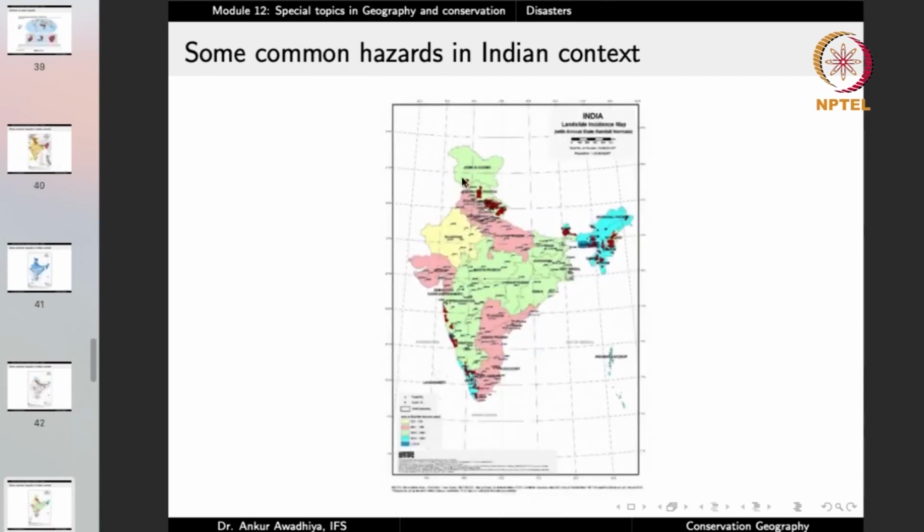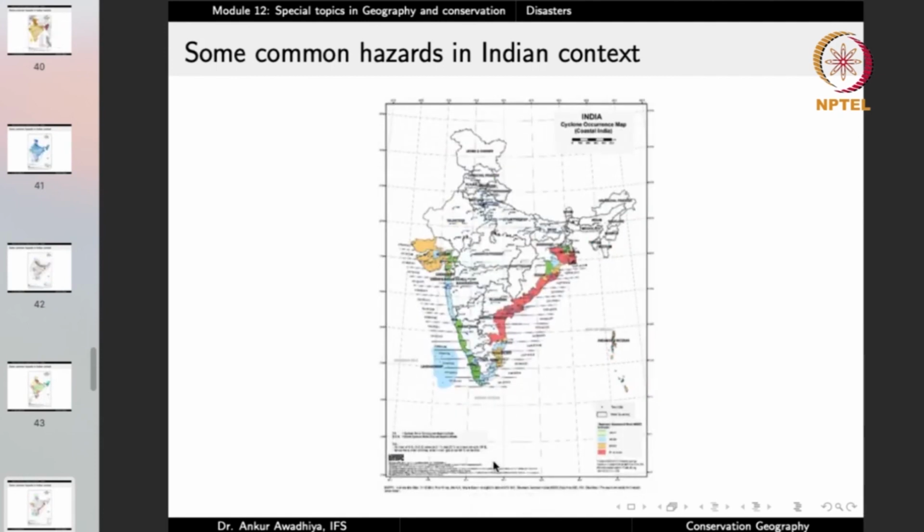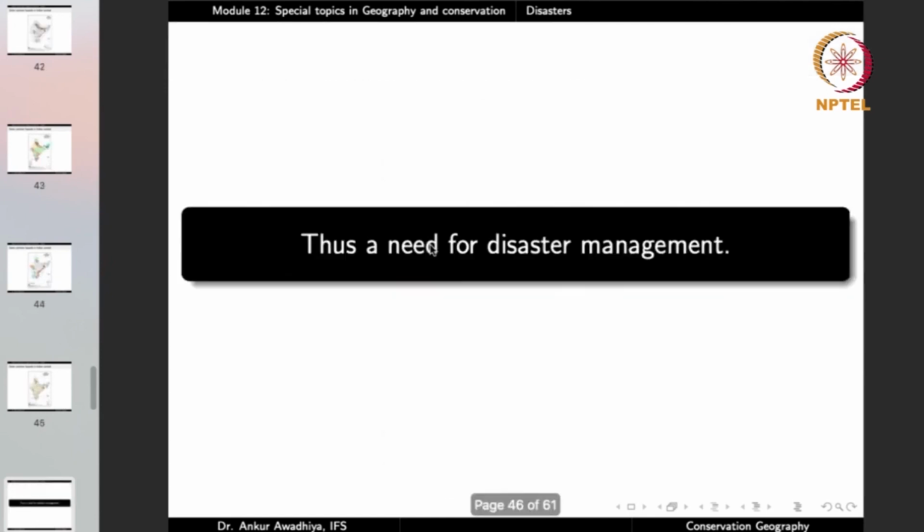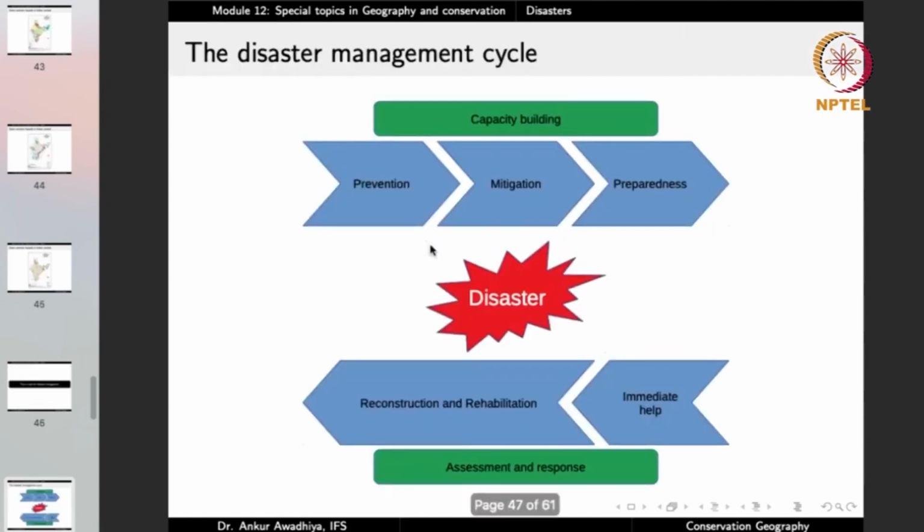If you look at landslides, these are the areas where we have had landslides in the recent past. If we look at cyclone occurrence, both our eastern coast and our western coast are exposed to cyclones. If you look at thunderstorms, again, most of the areas have had some form of thunderstorm. And thus we have a great need for disaster management. Now, when we talk about disaster management, we can look at the disaster management cycle.